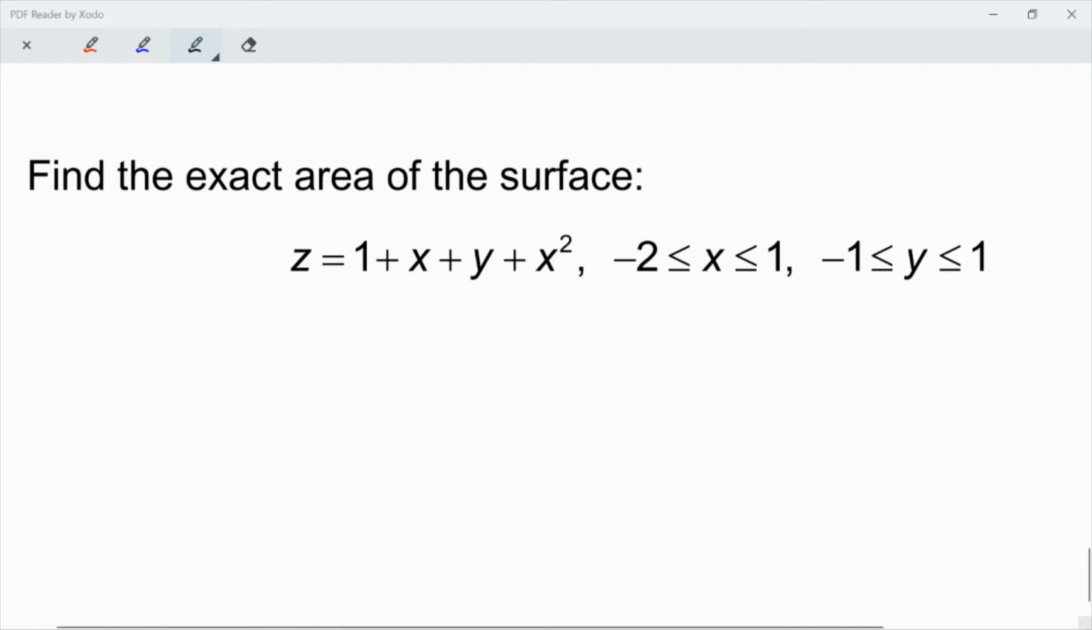So the first thing that I'm going to do here, just like always, is I'm going to get my partial derivatives. So I'm going to get my partial with respect to x. Del z del x in this case would be 2x plus 1.